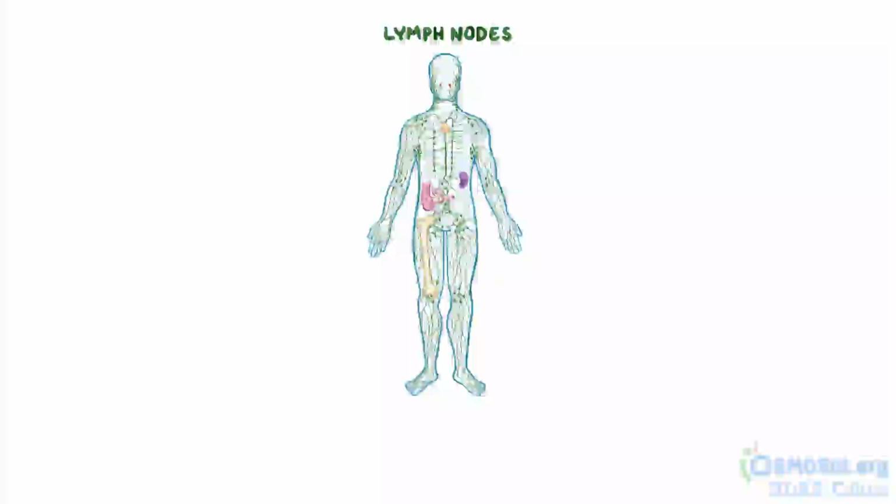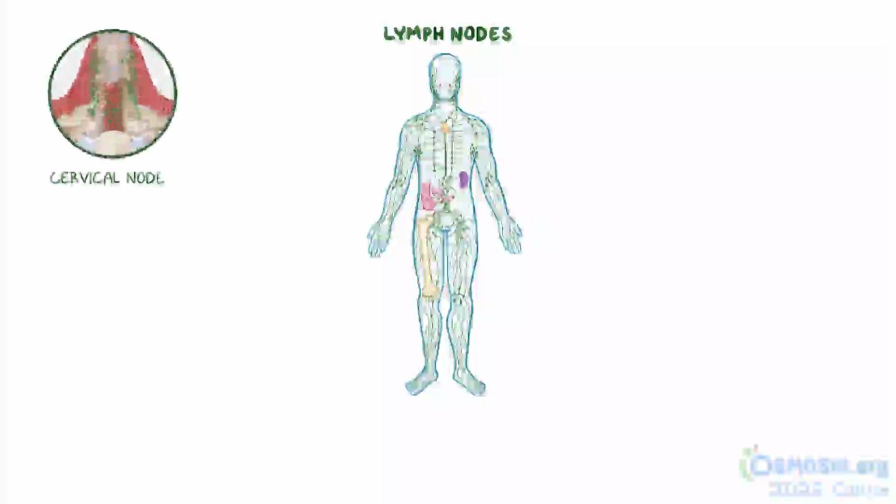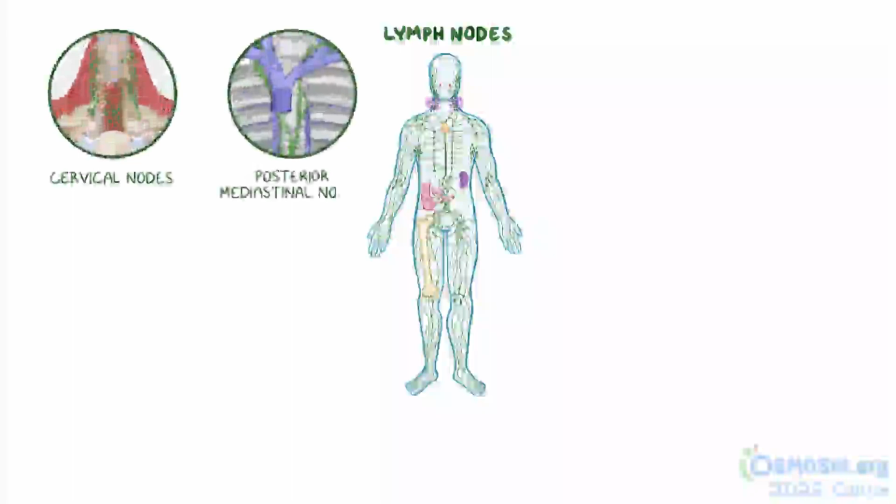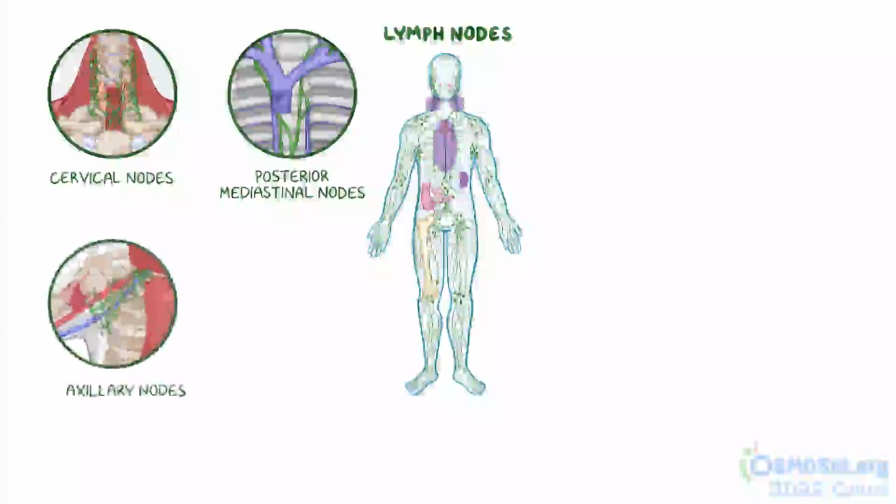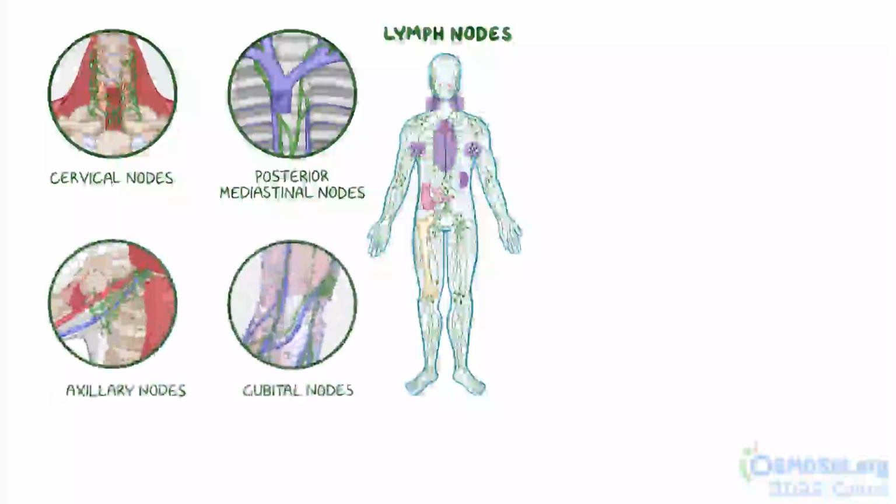Typically, lymph nodes lie close to each other, forming groups that may lie superficial or deep within the body. Let's start with the major lymph node groups in the upper body. First are the cervical lymph nodes, which lie on both sides of the neck, and the posterior mediastinal lymph nodes, which lie between the heart and the vertebral column. Next are the axillary lymph nodes, which are located in the axilla or armpit region.